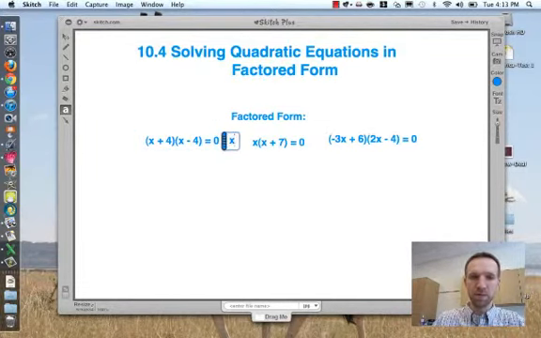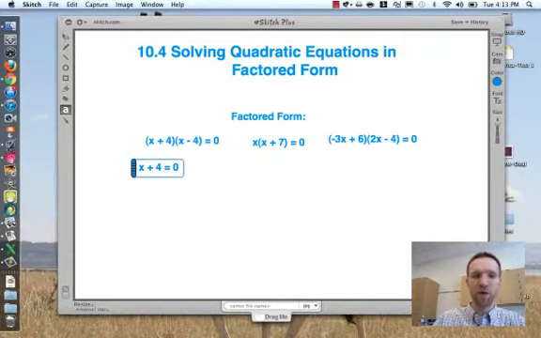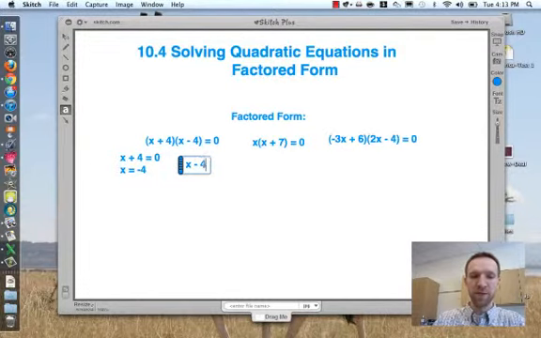So x, oops, shouldn't have gone there. Move it over here. Let's do x plus 4 equal to 0. And then I'm going to solve for x. Well, minus 4 from each side. And I'm going to end up with x equaling negative 4. So that's one solution.